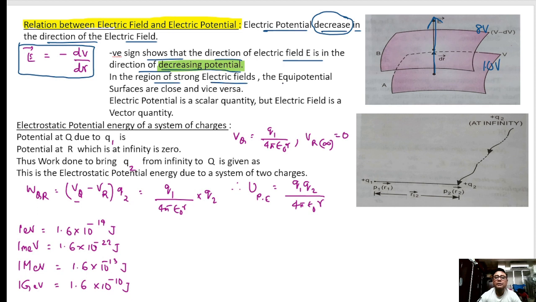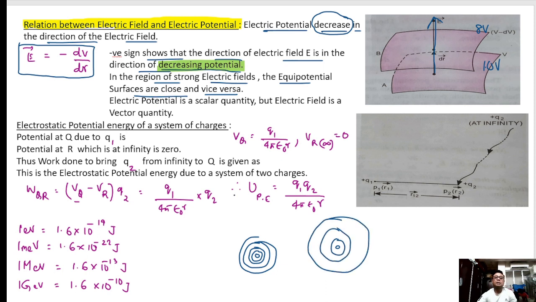In the region of strong electric fields, equipotential surfaces are close, and vice versa. That means if you have a strong electric field, the potential lines will be very, very close, and if there is a weak electric field, the potential lines will be separated far. Okay. Electric potential is a scalar quantity, but electric field is a vector quantity. Please remember these different points about the electric field and potential.